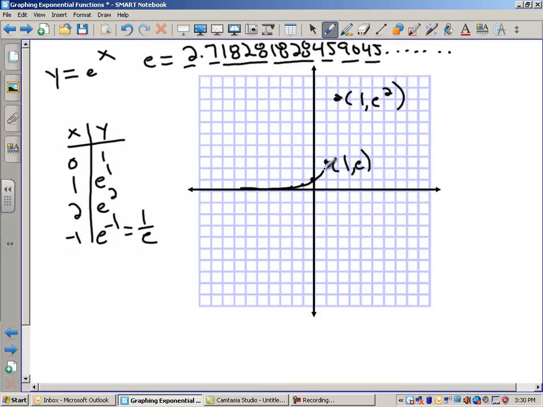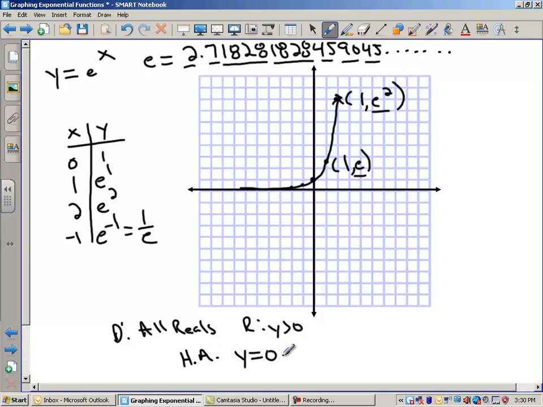But the reason you're going to know the difference between this graph and like 2 to the x is the y values. Those y values are powers of e. Earlier, my y values were powers of 2. I still have the same answers. The domain is all real numbers. The range is y is greater than 0. The horizontal asymptote is also y equals 0.